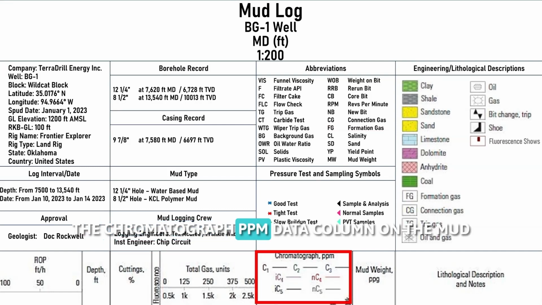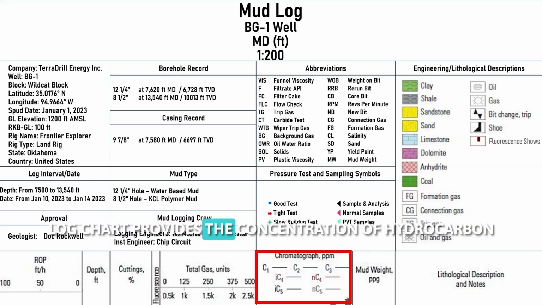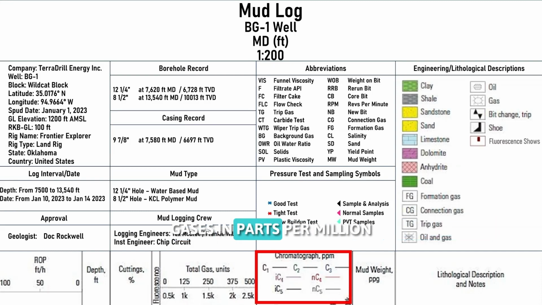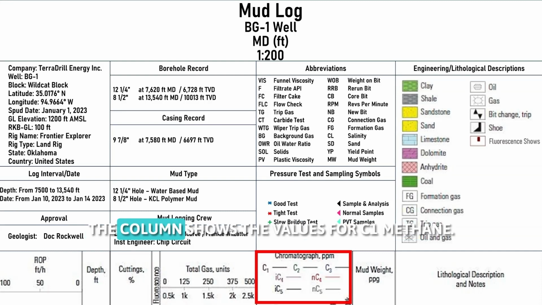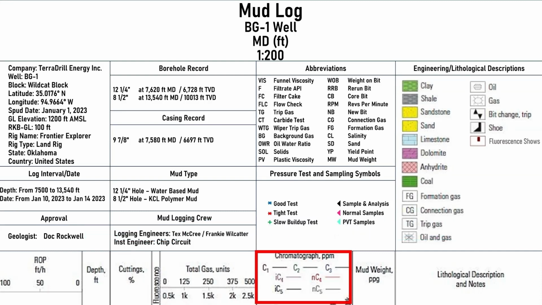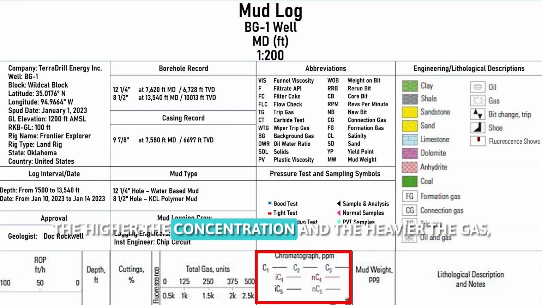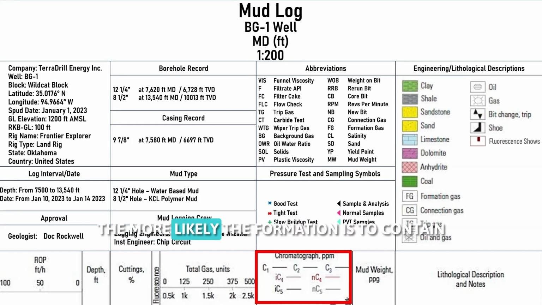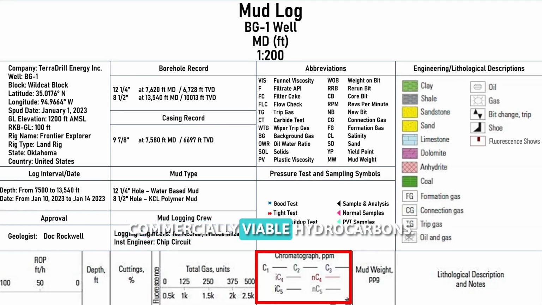The chromatograph ppm data column on the mud log chart provides the concentration of hydrocarbon gases in parts per million (ppm) detected by the gas chromatograph. The column shows the values for C1 methane, C2 ethane, C3 propane, and C4 plus butane and higher hydrocarbons. These gases are indicators of the presence and quality of oil and gas in the formation. The higher the concentration and the heavier the gas, the more likely the formation is to contain commercially viable hydrocarbons.